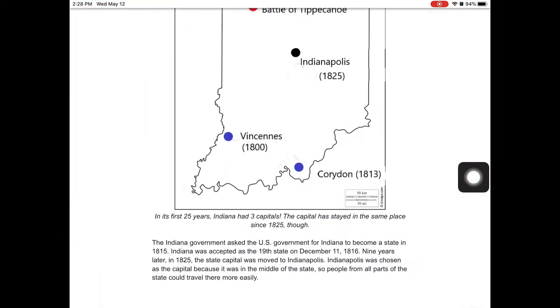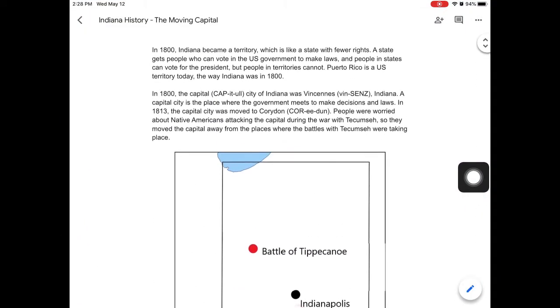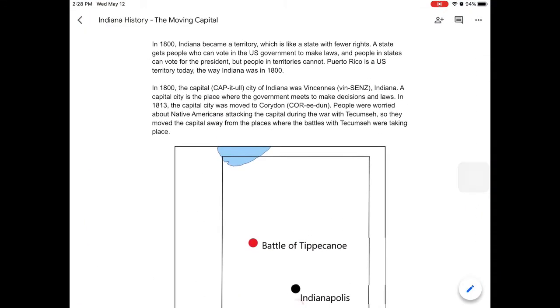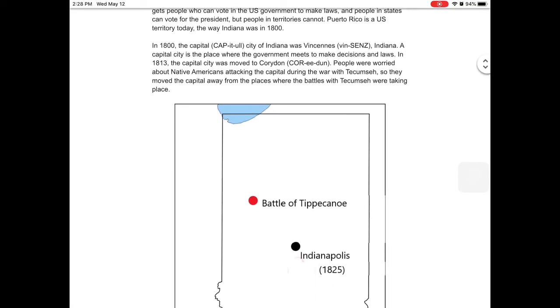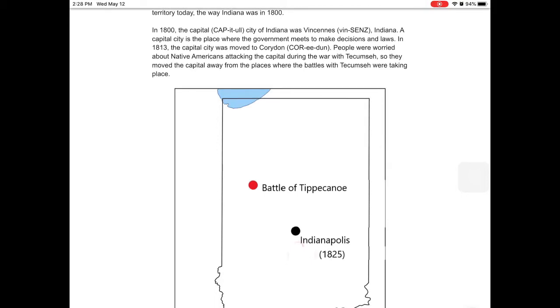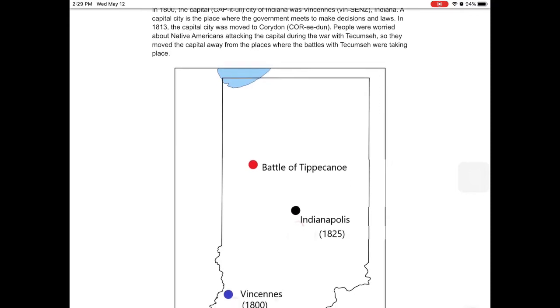So I'm going to keep scanning the text for when it became a state. It's probably going to have a year on it, so I'm going to look for years. Ooh, I see 1800. In 1800, Indiana became a territory. No, that's not a state. Okay. Oh, 1800 again. In 1800, the capital was Vincennes. No, that's about the capital. It's not when it became a state. Ooh, another date. In 1813, the capital city was moved. No, that's not about when Indiana became a state.